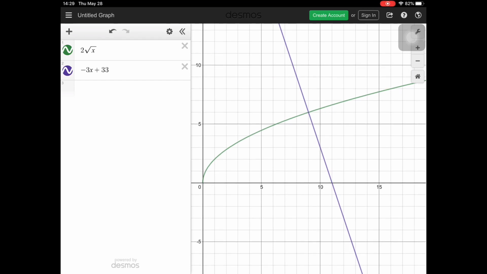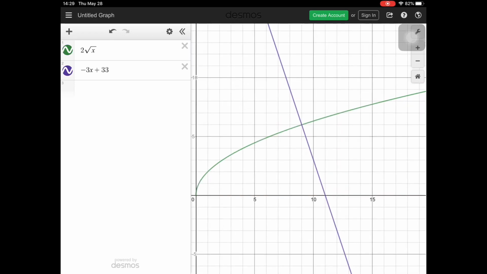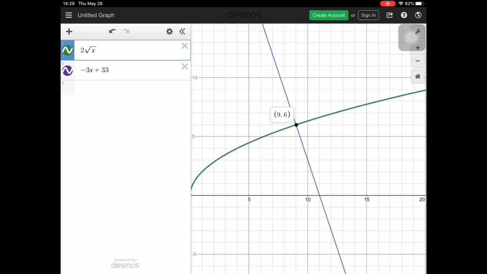We have the curve and a line that is perpendicular to the tangent line at this point, which is 9 and 6, which is exactly the point that we were given for this exercise, right? So you see that this works. We found the equation of the normal line to this curve at this point, 9, 6.